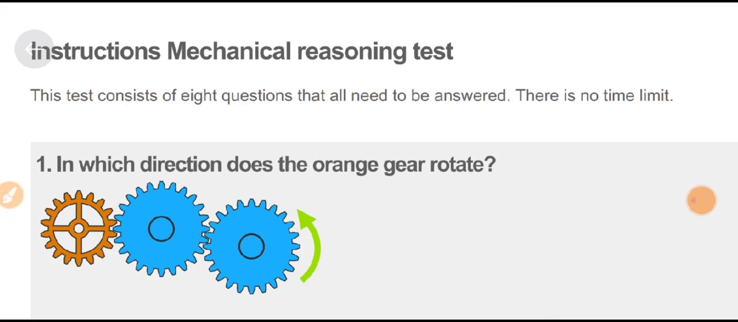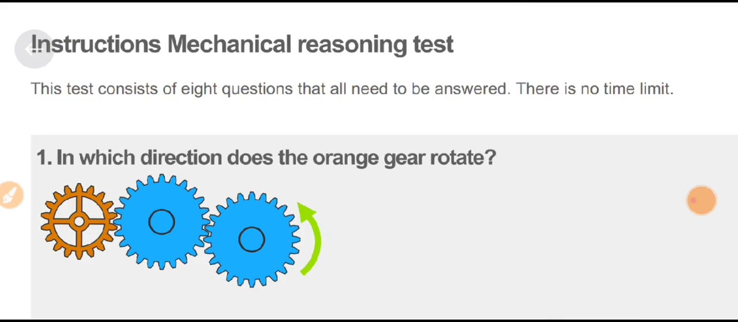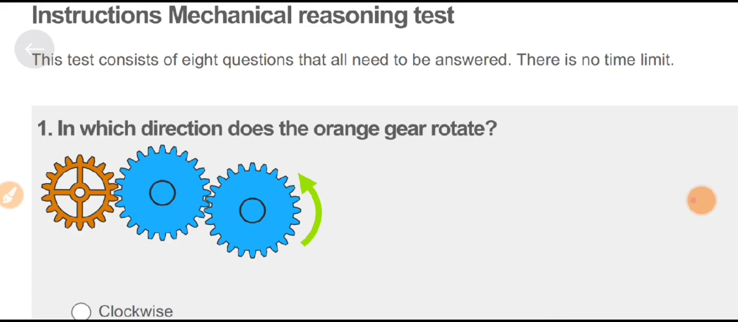Today in this video I am going to practice mechanical aptitude test set 1. So let us start. In the first question I have a gear problem. In our channel there is a playlist for the mechanical aptitude test, and in that video I have given how to solve this type of problem. I have given tricks to solve it. So before solving the practice set you have to watch that video. Coming to the question: in which direction does the orange gear rotate?